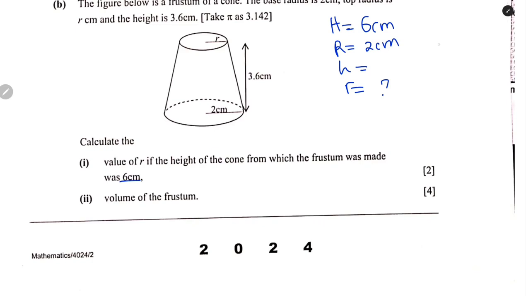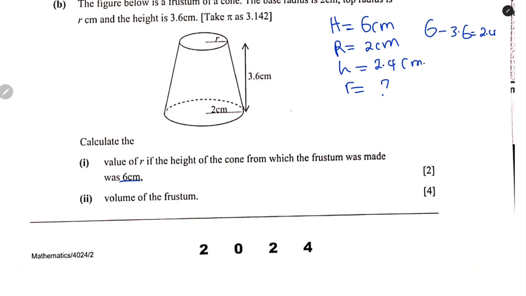How can we find the small height? We are given the big height, and of course we are given the height of this frustum. So what do we do? The big one minus the height of the frustum, and we should be able to find 2.4. So that is the height of the small one, in centimeters.